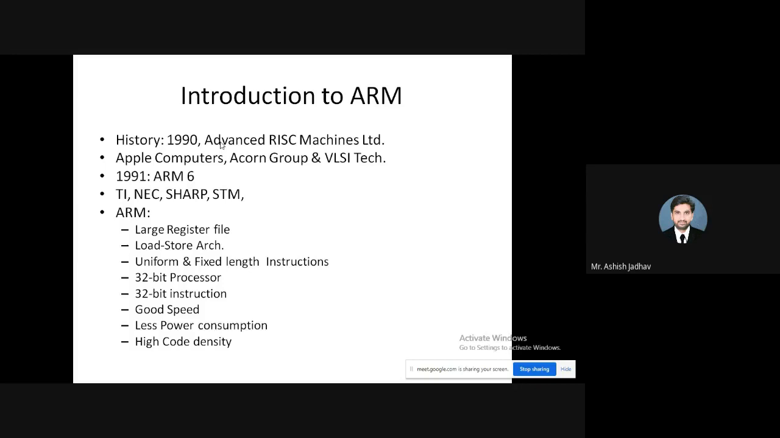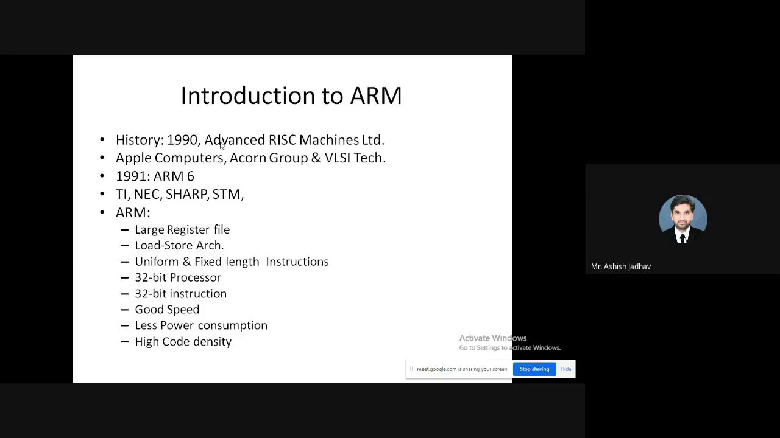Then 32-bit instructions are supported in Cortex-M3. As I said, whenever we need to perform a complex task, 32-bit instructions are required. And if we have to do some 16-bit work, or to have efficient code density, in that case you can switch to 16-bit instructions. As per your need, you can switch between 16 and 32.